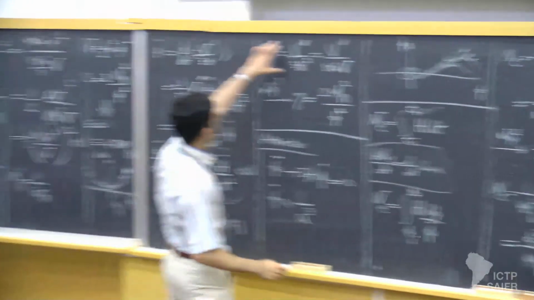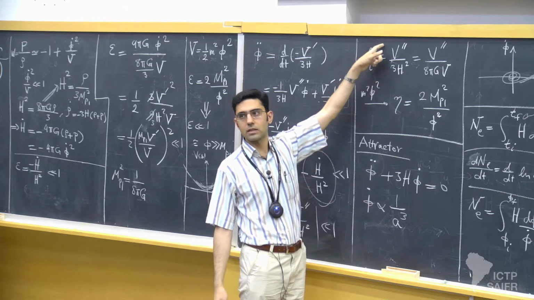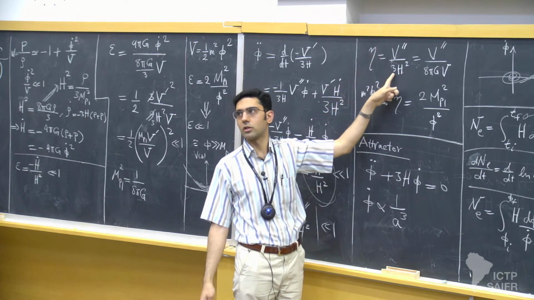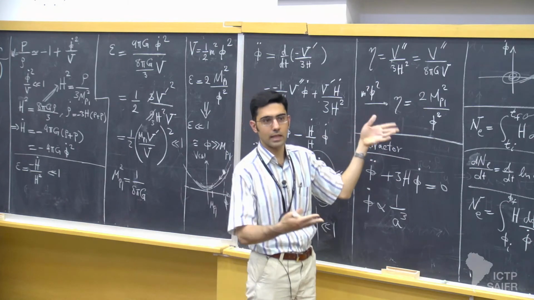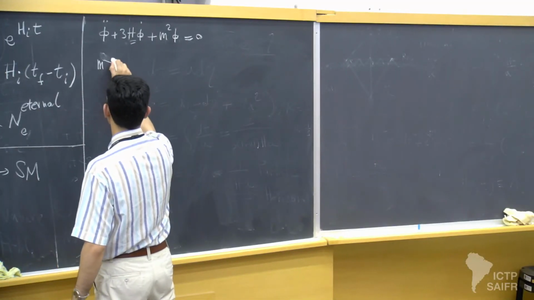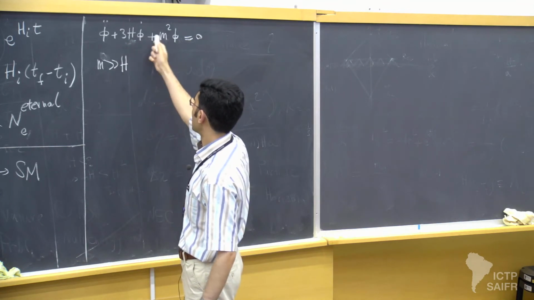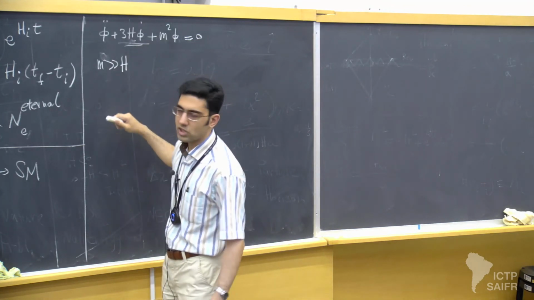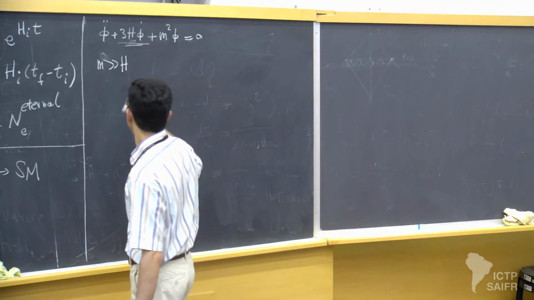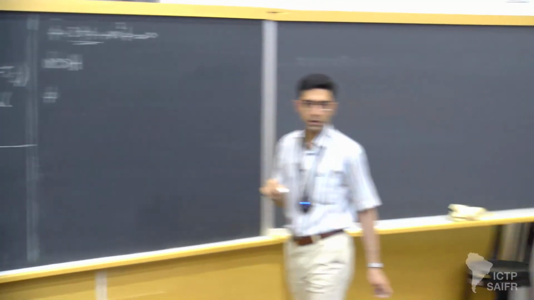For instance, for m squared phi squared, this eta parameter, the second slow roll parameter, was just m squared over H squared, which was much less than 1 during inflation. At the end, it's going to be much larger than 1. So m is much larger than H. And then when m is much larger than H, the perturbation in this equation is this term, and I can find an approximate solution for phi.